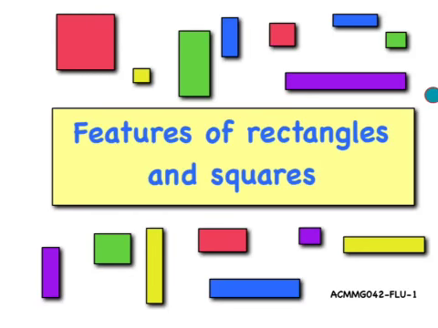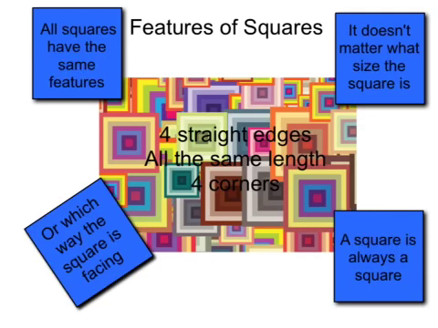Today we're going to have a look at the features of rectangles and squares. Did you know that all squares have the same features? They have 4 straight edges, all the same length, and 4 corners. It doesn't matter what size the square is, or which way the square is facing. A square is always a square.